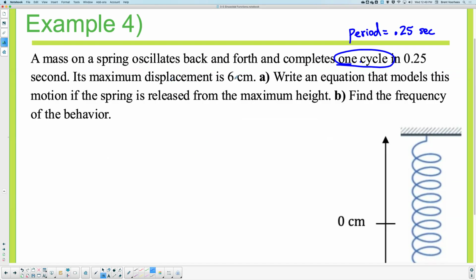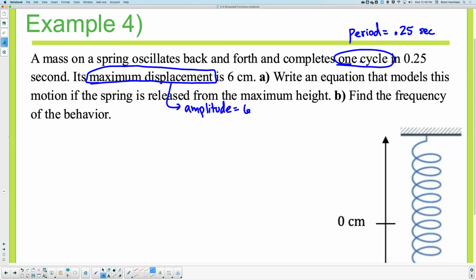Its maximum displacement is 6. What does displacement mean? It's amplitude. Very good. The maximum displacement, that would be the amplitude. That's the most it moves. And displacement can be positive and it can be negative. So this is telling you your amplitude is 6.